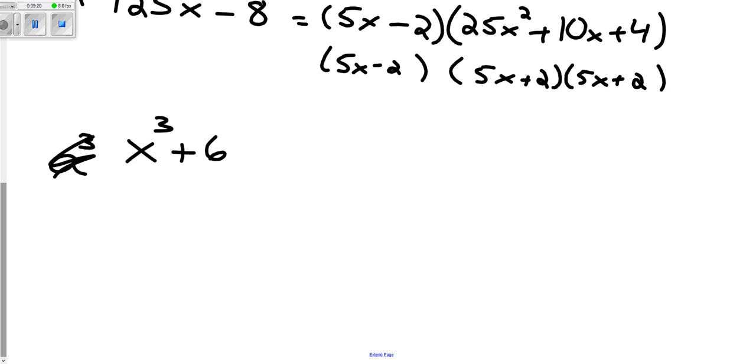Okay, now, first x cubed, same, so it's going to be x plus, now what's the cube root of 6? Cube root of 6.